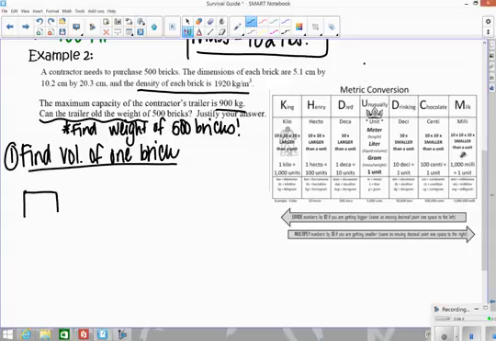So I'm just going to draw out one brick here. The dimensions are 5.1 centimeters by 10.2 centimeters by 20.3 centimeters. This isn't drawn to scale, but it really doesn't make a difference here for the purpose of finding the volume. One thing that I do notice is that these are given in centimeters, and my density is in meters cubed.